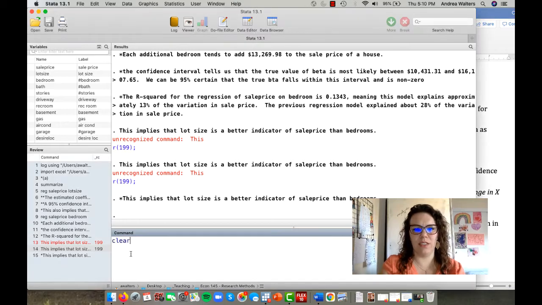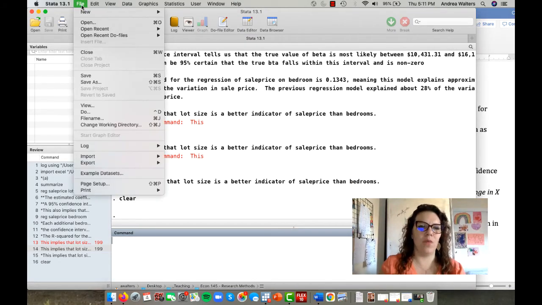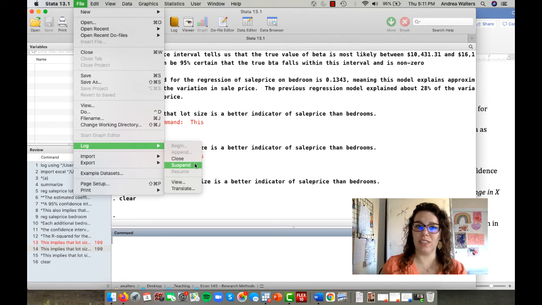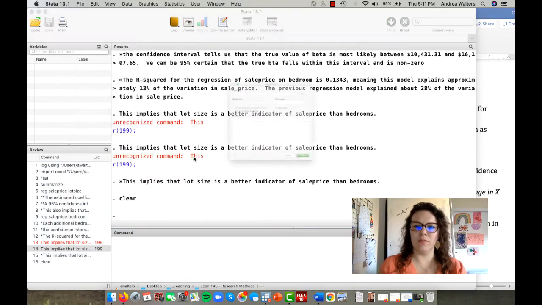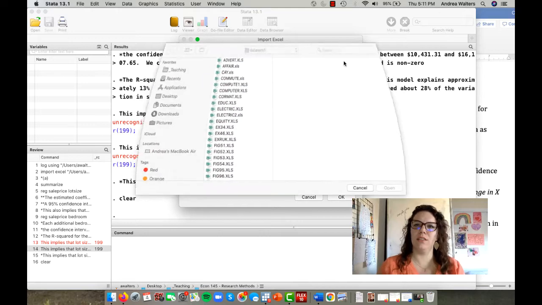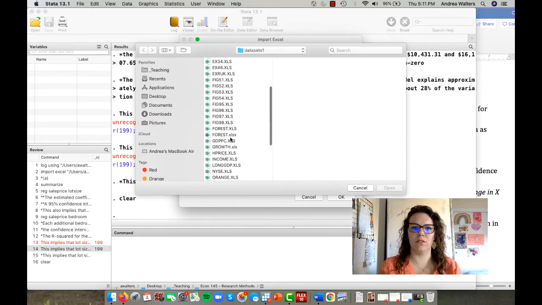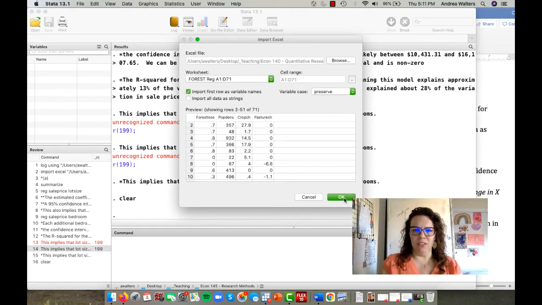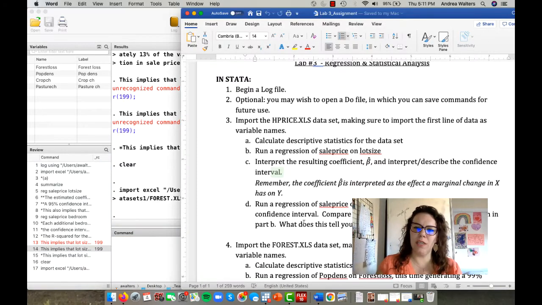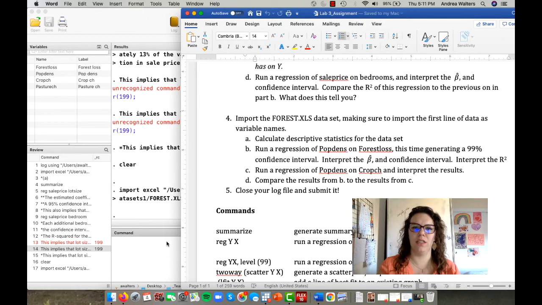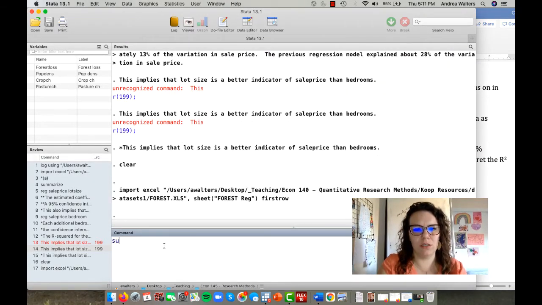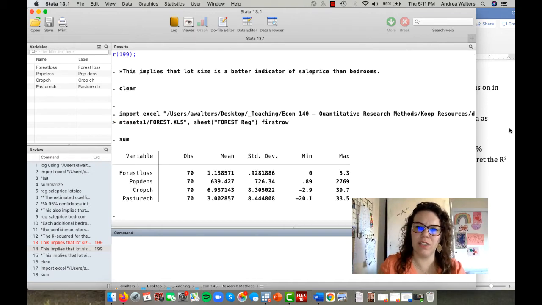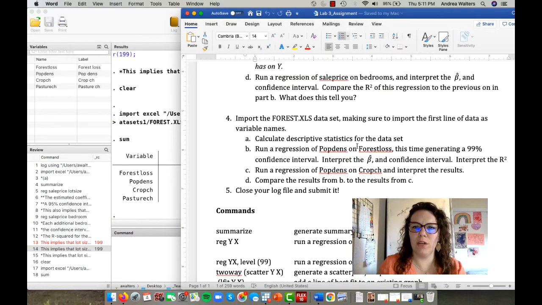Now I want to go ahead and clear that out. And now I want to import the forest loss data set and take a look at what we have there. Again, I want to remember to import the first row as variable names, and then start by calculating the descriptive statistics. So I'm going to summarize the data set, see that everything shows up there, and then run a regression of population density on forest loss, this time generating a 99% confidence interval.